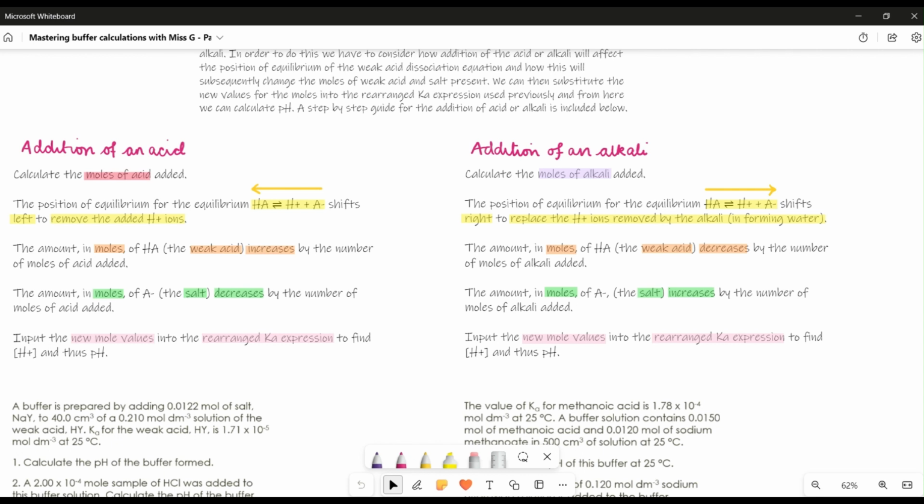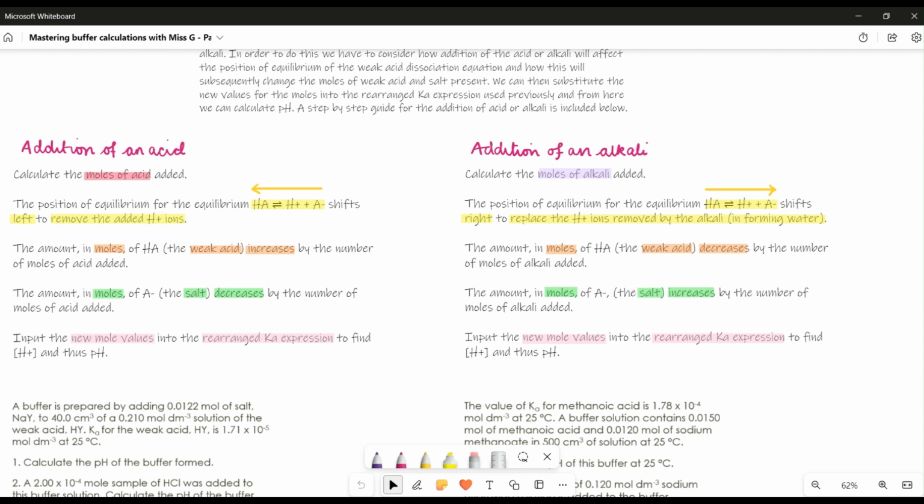Again, how much weak acid we lose is the same as the moles of alkali added, and how much of the salt we make, or we gain, is the same as the number of moles of alkali added. Once we have those two new mole values, again, we're putting them into the rearranged Ka expression to find our H plus concentration and thus find our pH.